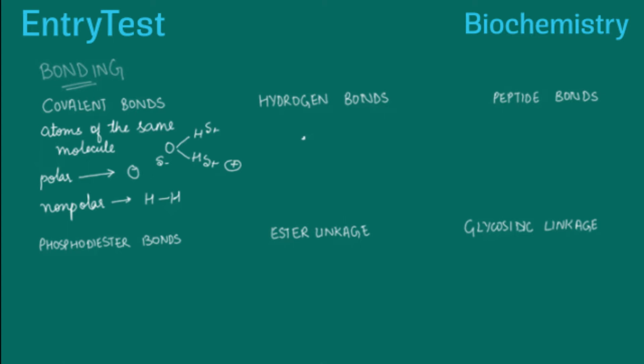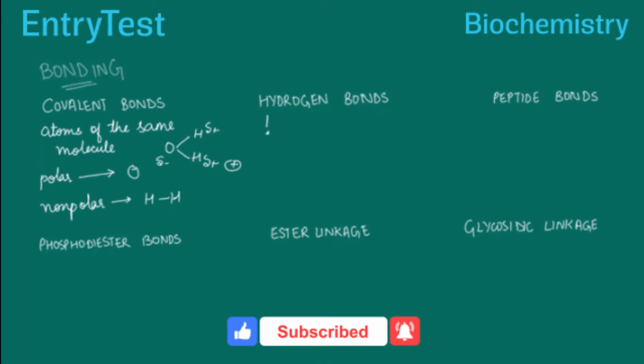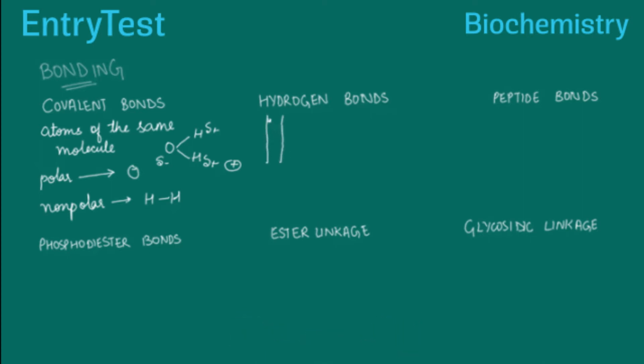The second important bond is the hydrogen bond. This is specifically present in the DNA double helix. So in the ladder-like structure of the DNA, between the different base pairs, you have the hydrogen bonding. So we can say the hydrogen bond is the one that holds the two strands of DNA together, and also between different molecules of water.